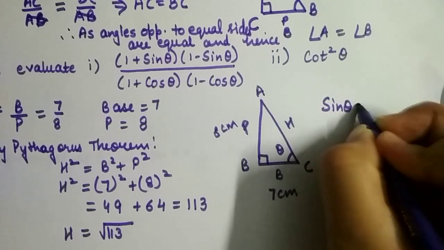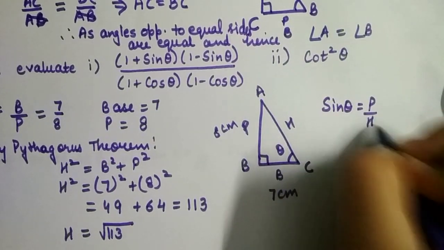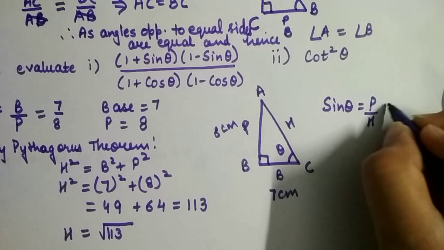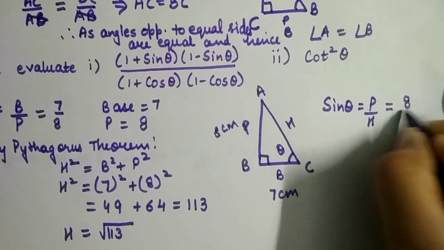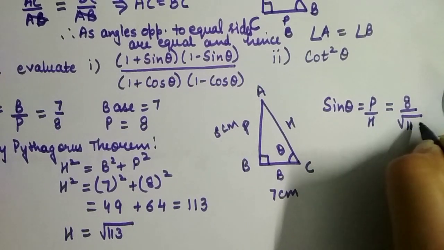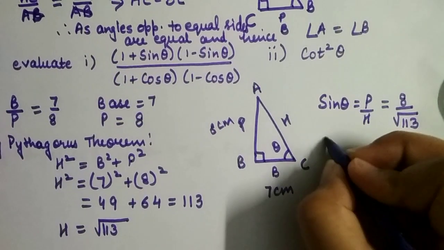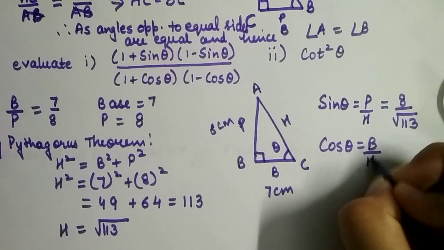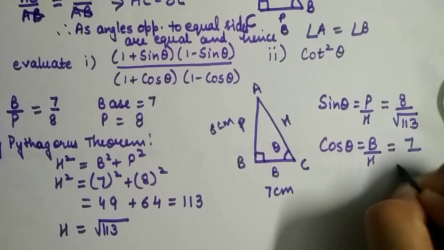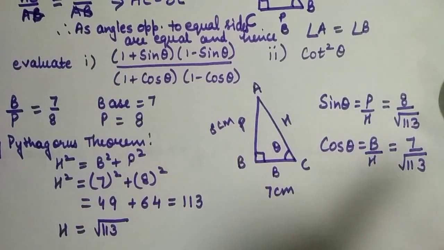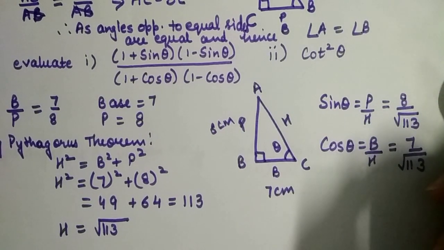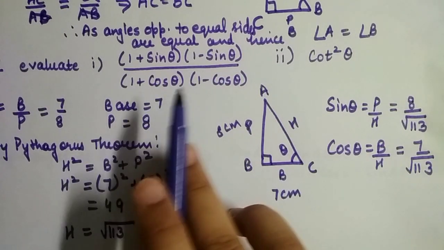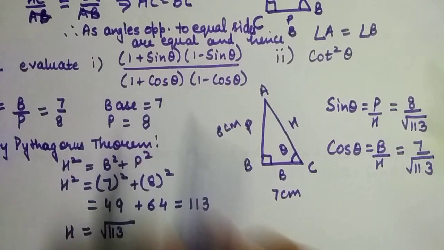Sine theta is perpendicular upon hypotenuse. Perpendicular is 8 and hypotenuse is root 113. So it is 8 upon root 113. And cos theta is given by base upon hypotenuse, so it is 7 upon root 113. Now we have the value of sine theta and cos theta, so we can put these values in this term and we can evaluate it.